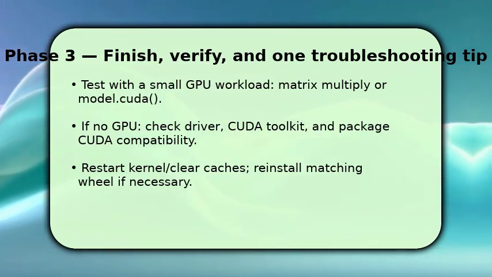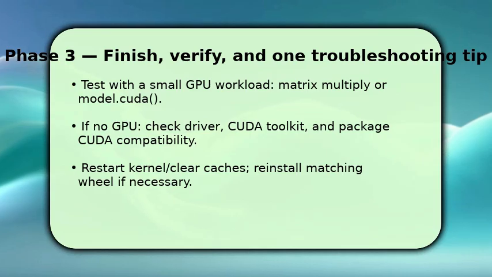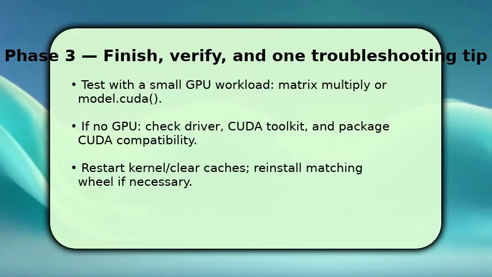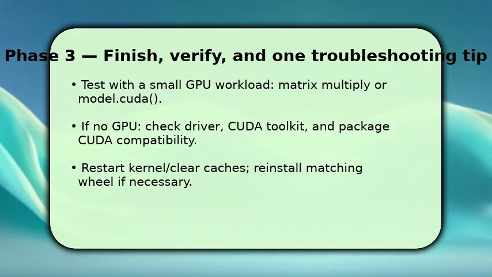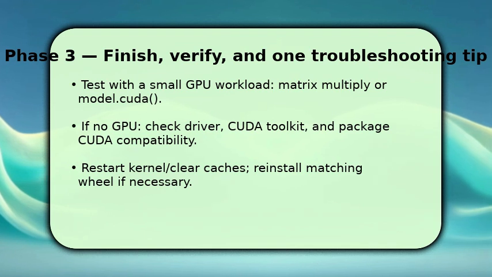If you don't see a GPU, stop and verify three things. The driver is installed, the CUDA toolkit version matches your package, and the framework build supports that CUDA. Once checked, restart the Jupyter kernel and clear caches. If problems persist, reinstall the exact GPU wheel or conda package. One key tip: mismatched CUDA versions are the most common failure point.